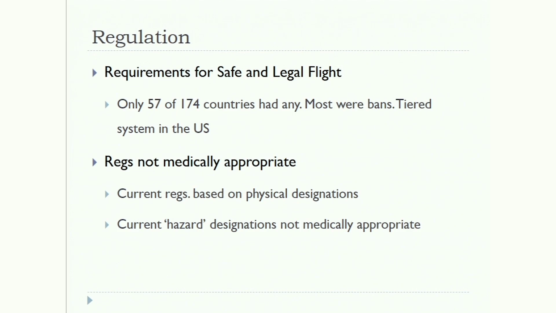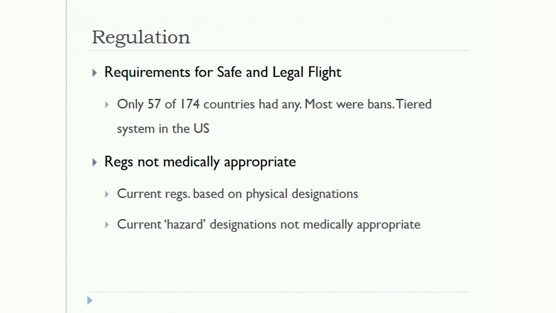Only 57 of the 174 or so countries in the world have any drone regulations. And most of those 57 were outright bans rather than instructions on how to fly safe and legally. In the US, we have a tiered system, which is mostly a ban with the option where you can apply for exemptions. So that's what we have in the US. But more importantly for us in this room, most of the regs are not medically appropriate.